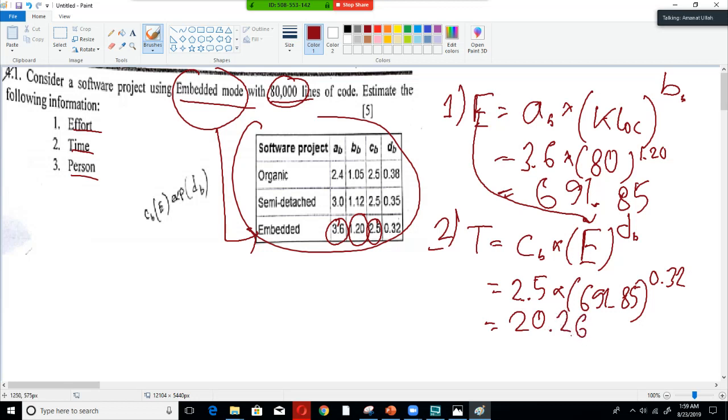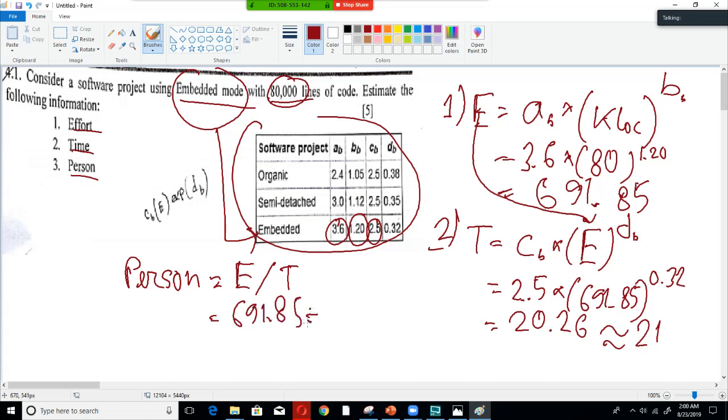And next we'll find the person month. For person month, the formula is E divided by T. So this gives us 691.85 divided by 20.26, and the result is 34.14.